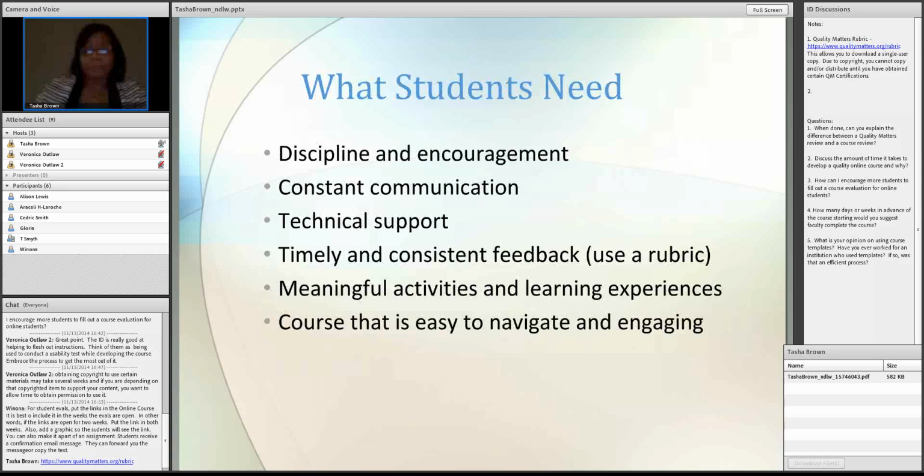So what do students need while taking the course? They need discipline. They need encouragement. They need that constant communication again. They want to know how they're doing, where they're making mistakes. They also need technical support. Now, you may not be able to provide that support, but someone on your campus probably has that support they can provide, depending on what level it is.